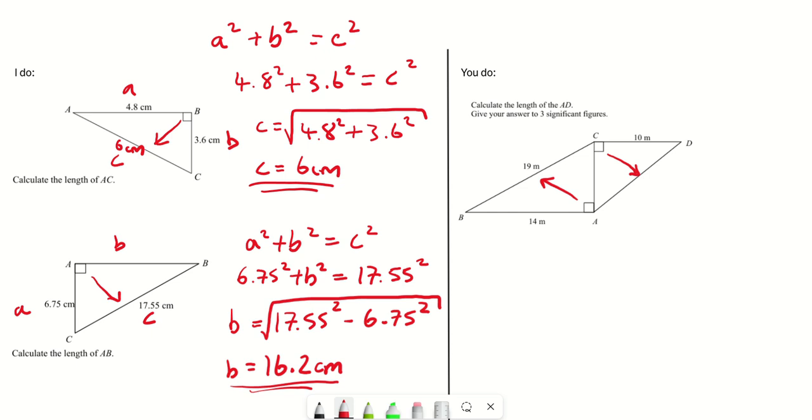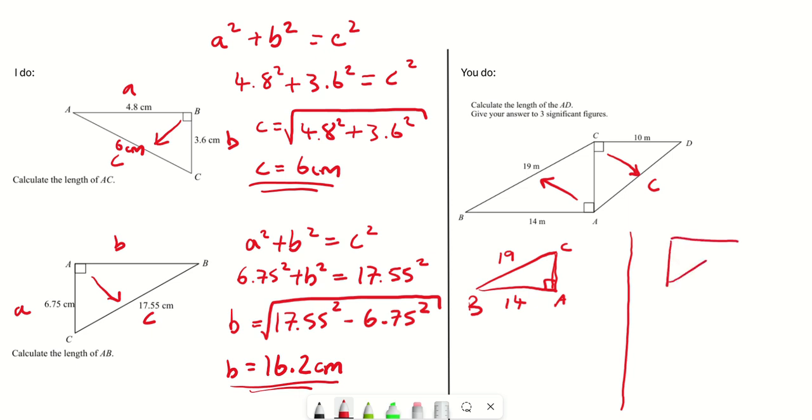17.55. Okay, this one here, we actually have two right angle triangles put together, so we're going to be doing two steps here to work out what AD is. Now AD is this one here, and it's opposite the right angle, so we're going to be working out this bit here. So I'm going to split this into two. I'm going to draw a quick sketch of both triangles. So the first one I've got here looks like this, and I'm given 19 and 14, and I need to work out this missing side here.